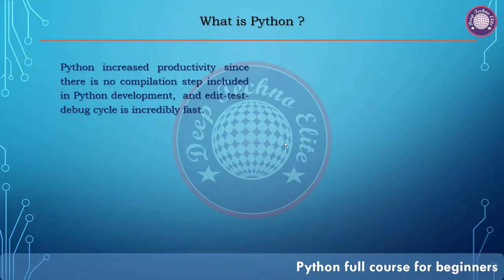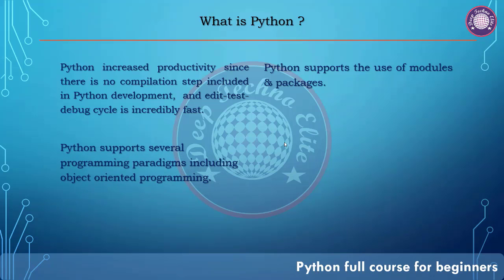On the other hand, often the quickest way to debug a program is to add a few print statements to the source. The fast edit, test, debug cycle makes this simple approach very effective. Additionally, Python supports the use of modules and packages, which means that programs can be designed in a modular style and code can be reused across a variety of projects.